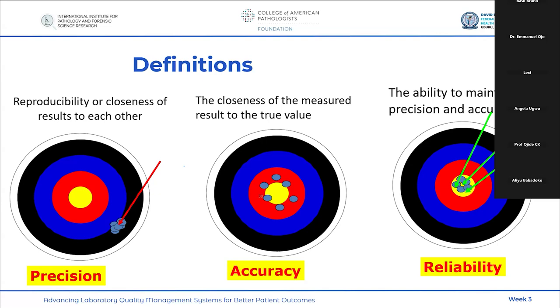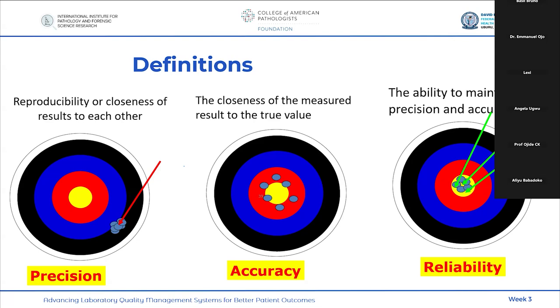And then accuracy will be the closeness or the nearness of your measurand to the true value. In most cases, I tell people that for QC material, we know the target value because it was prepared and the value has been predetermined. So we can actually know that this is the expected value of this particular parameter from the quality control.